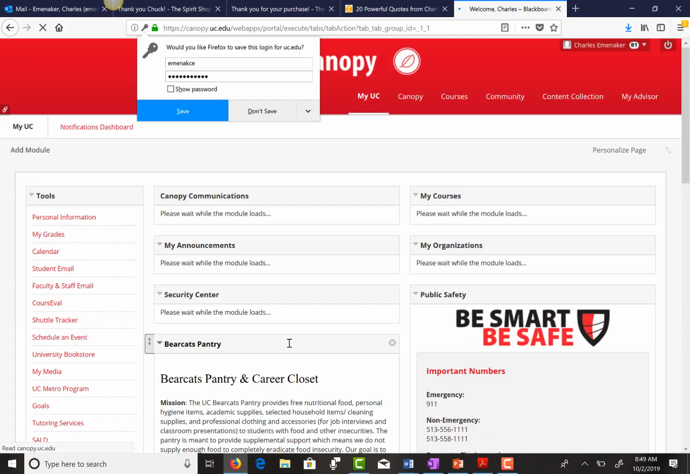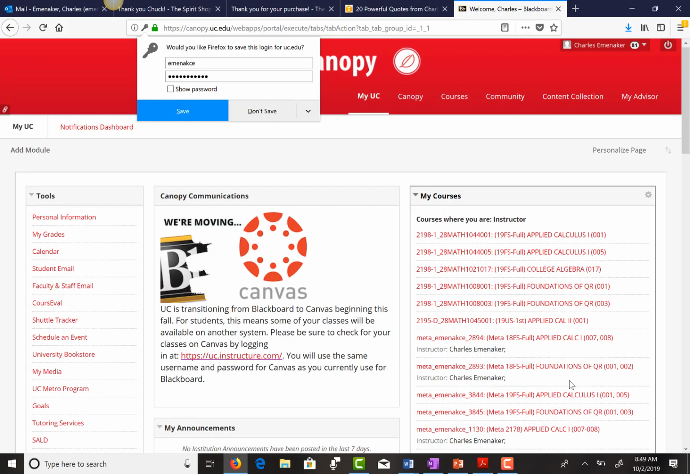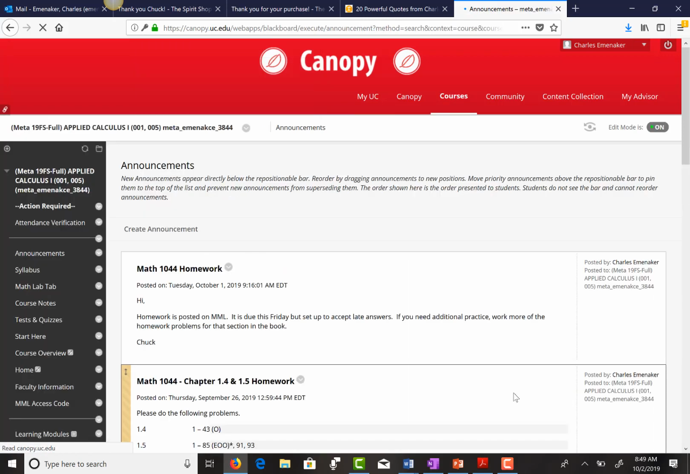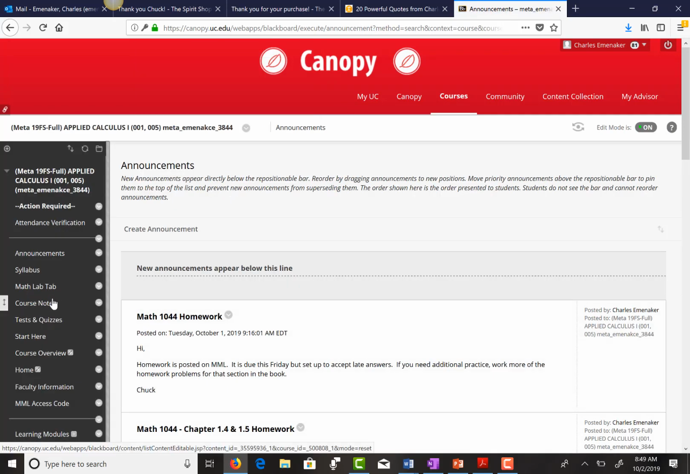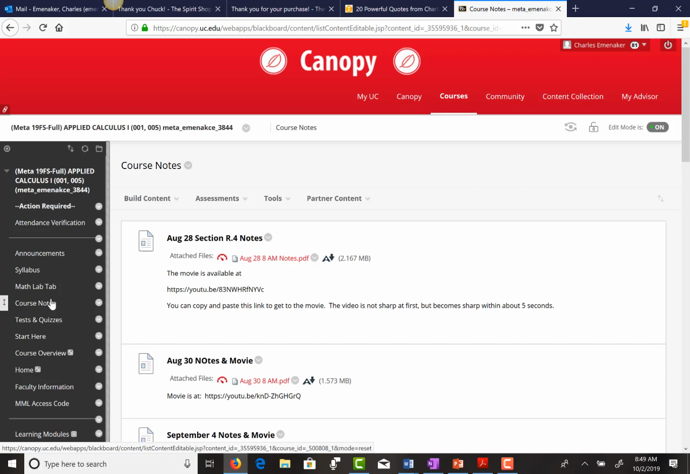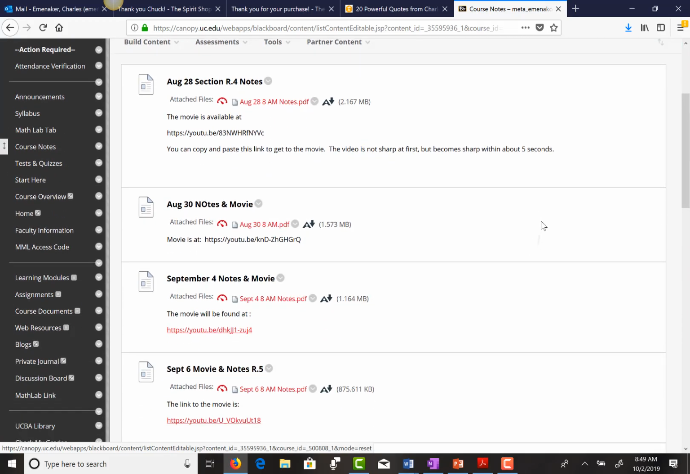Log in. Go to the Meta Applied Calculus. Come over here, see where it says Course Notes. Boom. I don't know if you've been to this or not, but looky there. See all those little red lines?